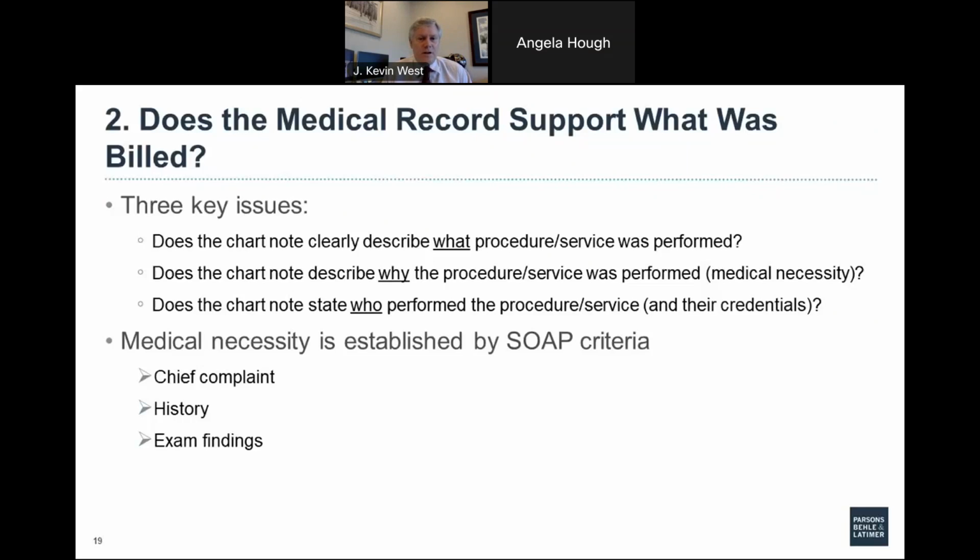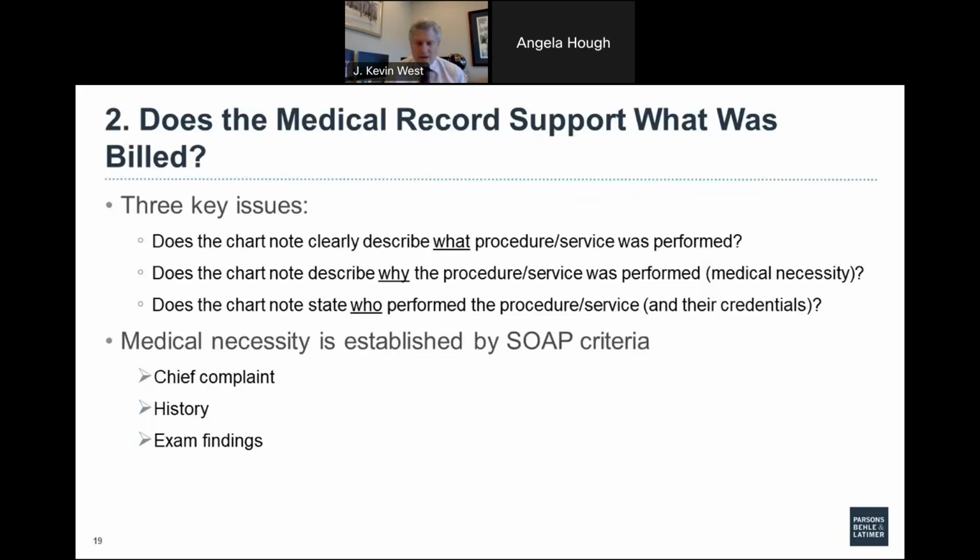Secondly, does the chart note describe why a procedure or service was performed or provided? And that why question is what is known as medical necessity. And that is an important term of art in determining whether a particular claim is payable or not. A service may be rendered, but if that service was not medically necessary, then it is not a properly payable service. And then finally, does the chart note clearly tell us who performed the service and what their credentials are? And that is also a critical component.